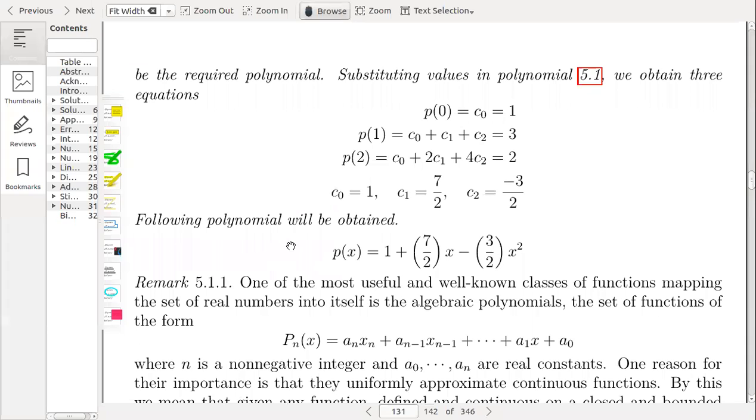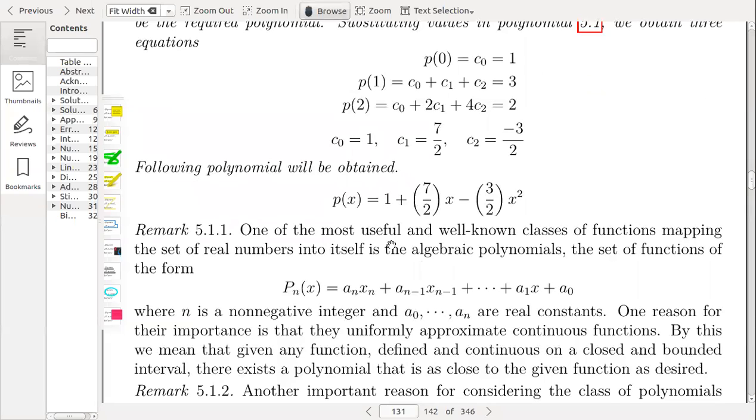So the following polynomial will be obtained, which is P of x is equal to 1 plus 7 by 2 x minus 3 by 2 x squared. That is the quadratic polynomial. And what is the remark?